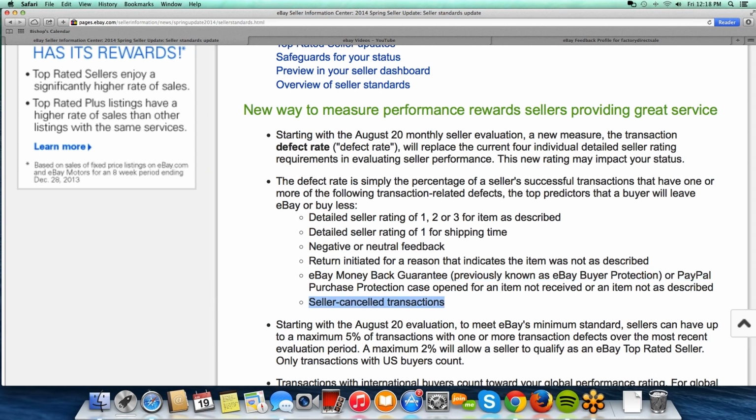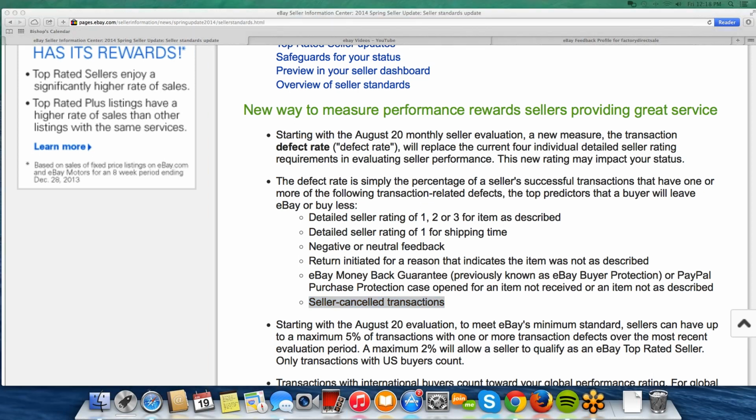And then last but not least, this is the big one that I want to talk about: seller canceled transactions. In what situations, guys, would a seller like yourselves look to cancel a transaction? Some of you who've been selling using drop shipping for a while will probably be able to answer that better than anything. Jim just asked, what's neutral feedback?